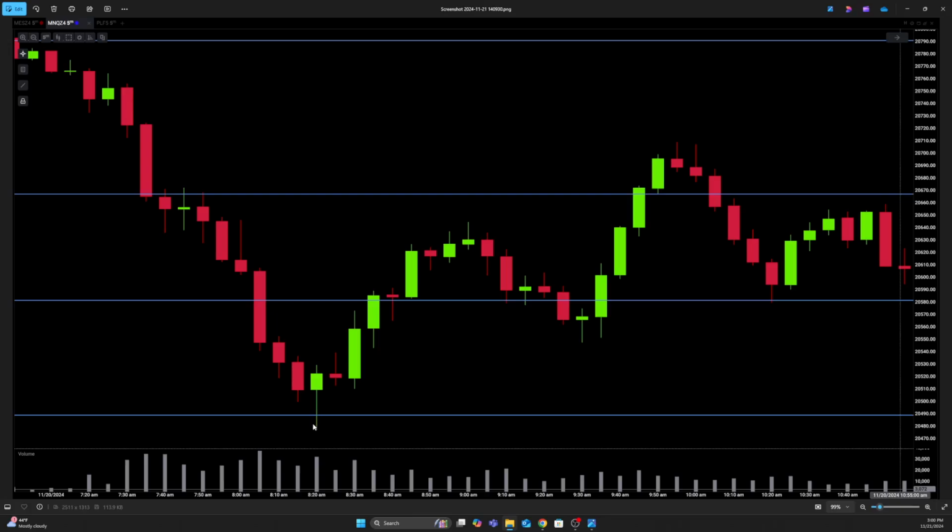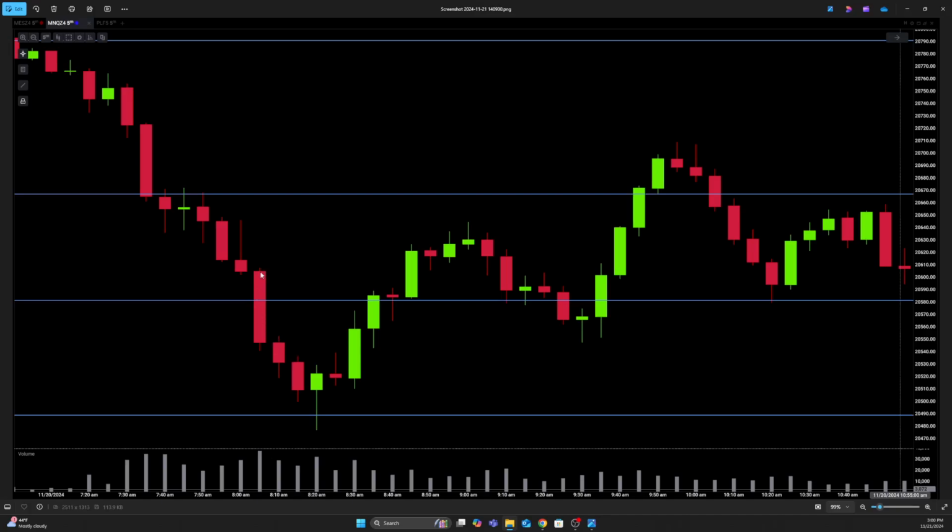We come down to this point, and this happened to be the low of the day, and we get a reversal, and price starts to move up. But without looking at this price action to the right of this point, we can tell that this might be a potential bounce based on price action and volume. So let's take a look.